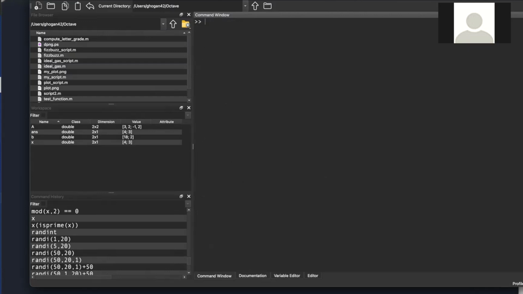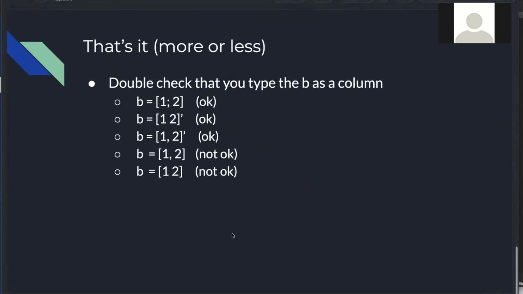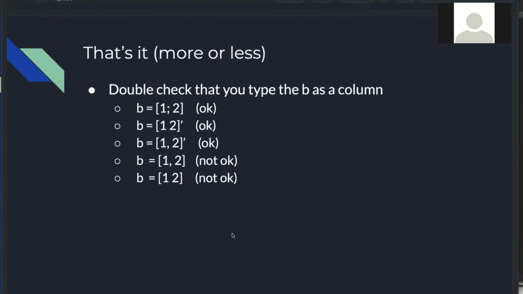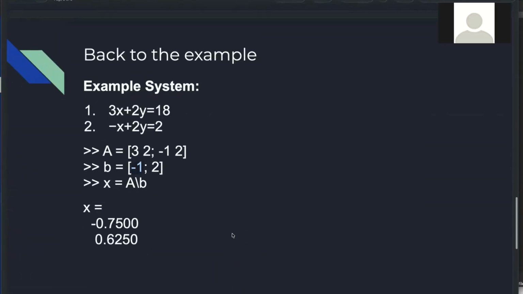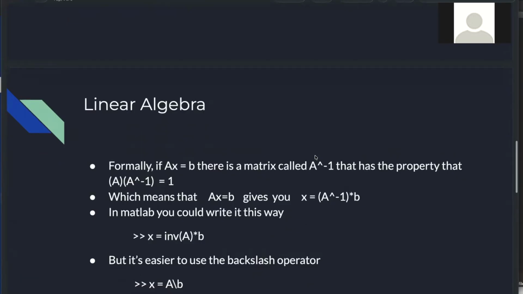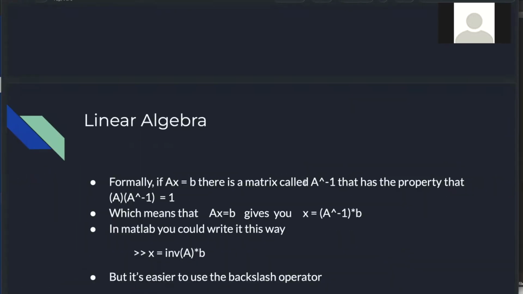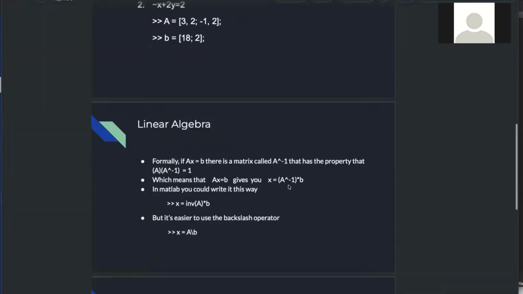The point I'm trying to illustrate here is that it's actually very quick to solve systems of equations in MATLAB because MATLAB is really good at dealing with matrices. And that operation that formally happens where you find this matrix A inverse is generally a slow operation, but MATLAB is very good at it.